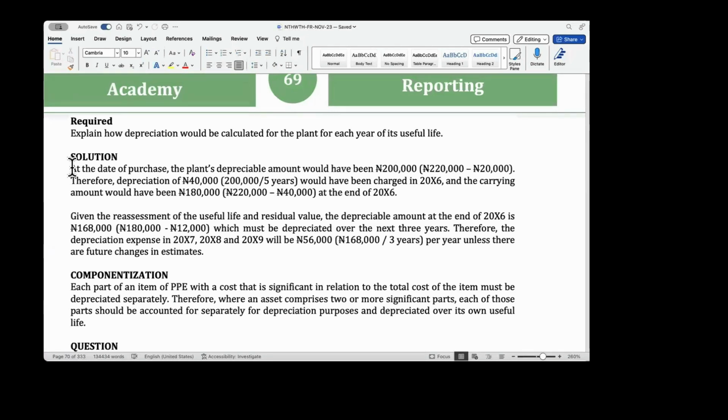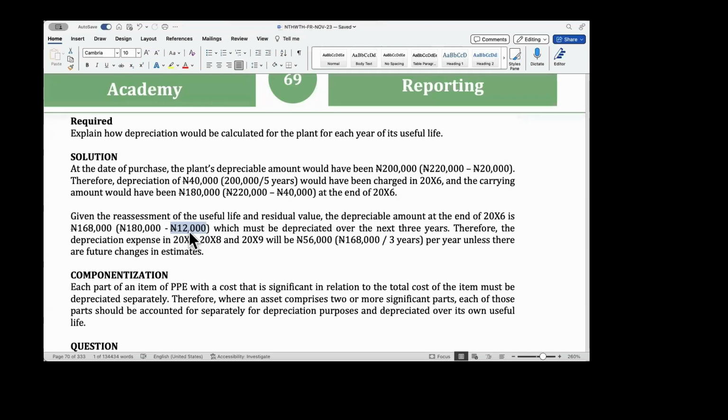Always. You just need to know that before that change, depreciation is calculated as depreciable amount over useful life. Then you get the carrying amount each year. From the date of that change, you need to know what your carrying amount is. If residual value has changed too, that's why we are removing 12,000. If residual value did not change, we won't need to consider any residual value. It will just be this 180,000 divided by the remaining useful life.